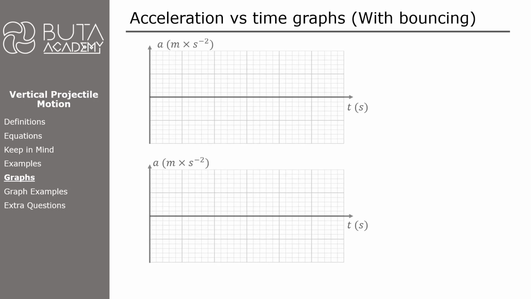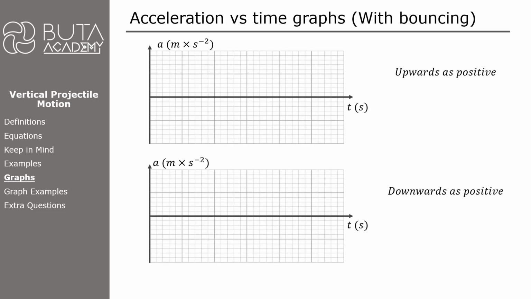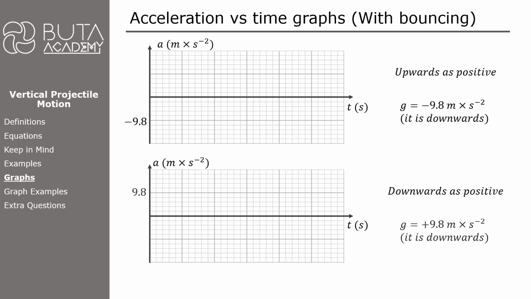Once more, we will draw the graphs for the cases where either upwards or downwards will be considered as the positive direction. Depending on our choice, the value of gravitational acceleration will be either positive or negative. Initially, it seems that there is no difference in the plotting of the graph. It is a straight constant line as the acceleration of the object remains the same throughout the free fall.